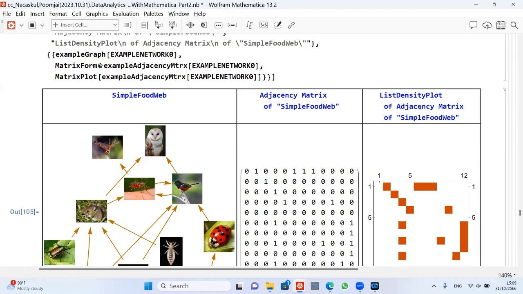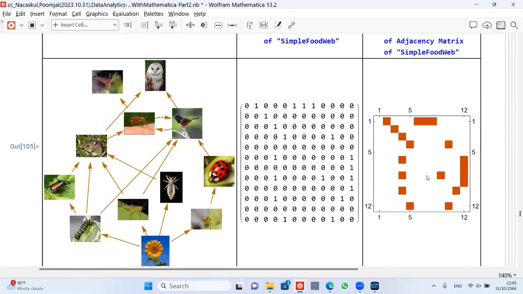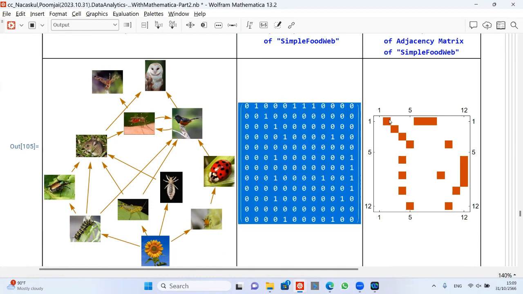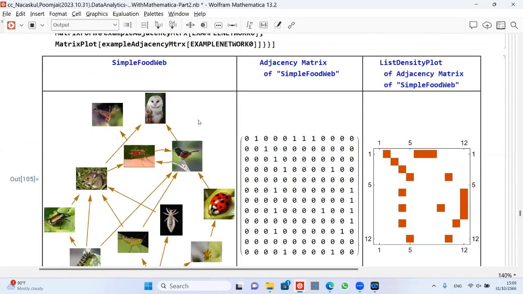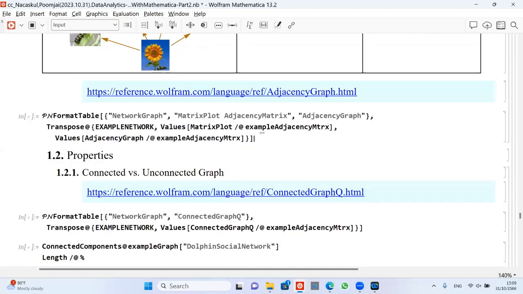Now, if I want to do list density plot, I can basically do this. So this is kind of a nicer way of looking at 0 and 1. See, you can see the ones here, right? And the ones here, and that's the color and color. It's the same thing. Okay. Now I can do this for everybody, obviously.